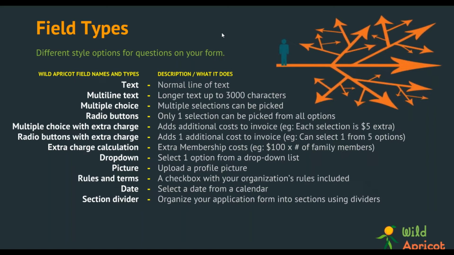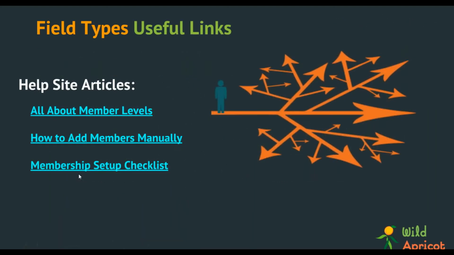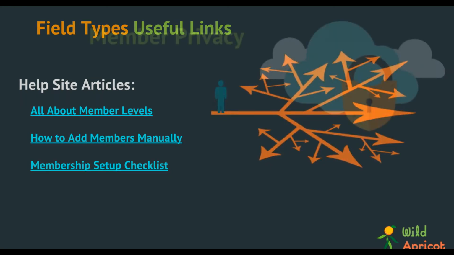So if you are curious about any of these and you want additional help, either check the help site or just play and test around with it yourself, or you can check the handout, which has this exact slide on it. And it, of course, has all of the descriptions. And in the handout, you have all about member levels, you have how to add members manually, and of course, one last time, you have that membership setup checklist, just in case you are looking to implement anything you see here on your own site.